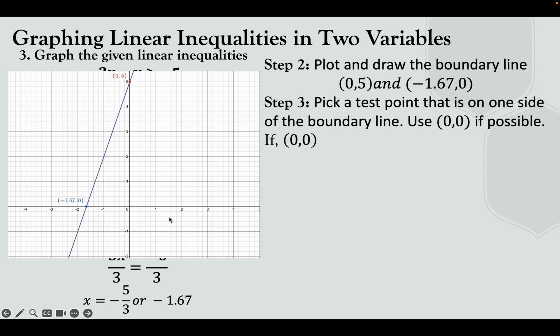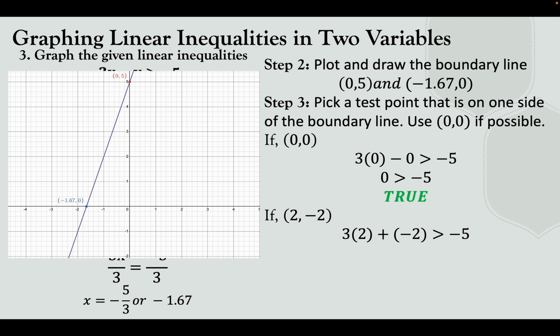And then we need to pick the test point. First we will use the origin 0, 0 to see if it will come true. So go back to your linear inequality and substitute 0, 0 there. So we have 3 times 0 minus 0 greater than negative 5. Is 0 greater than negative 5? That is true.